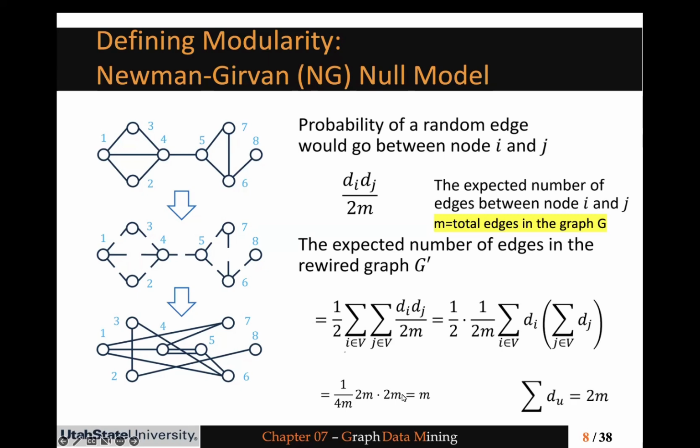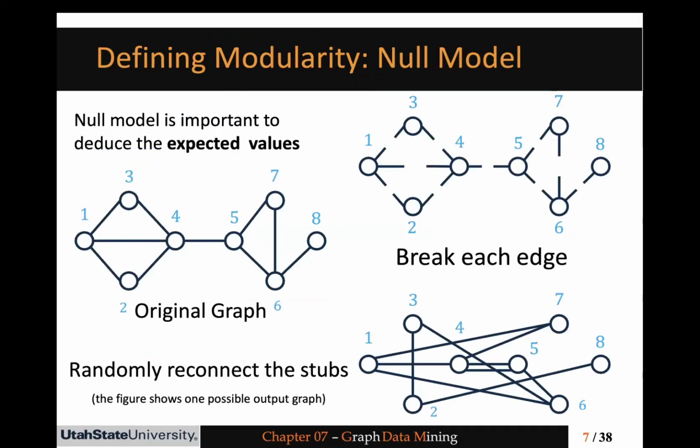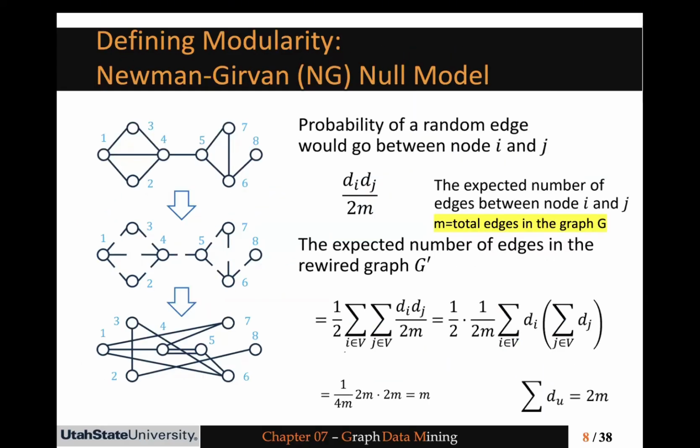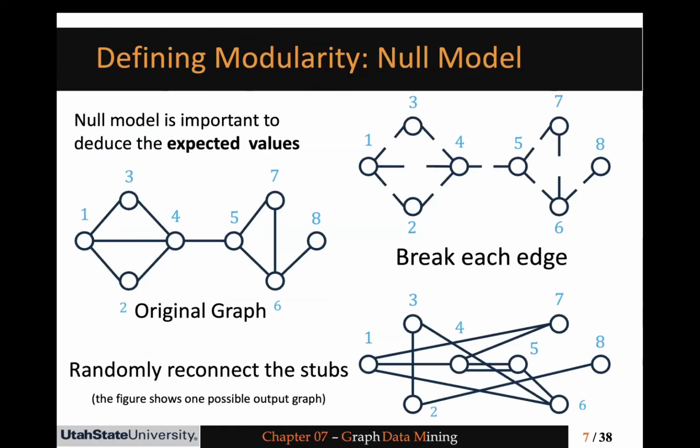So this exactly makes sense, because our null model will give you an expected number of edges equal to m, which is exactly the actual total number of edges in our graph G. We did change the topology of the graph, but we did not change the number of edges. We just broke the edges into stubs and reconnected them at random. Therefore, the expected number of edges is the same as the actual m that we have in our real graph here.